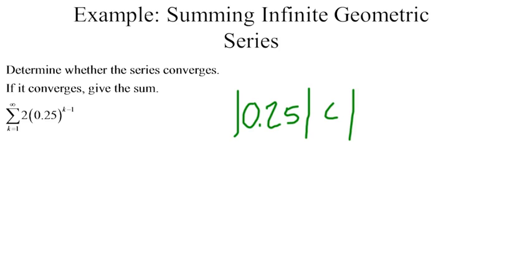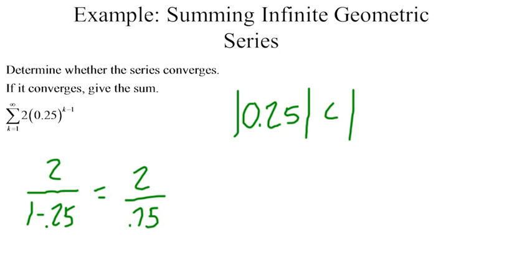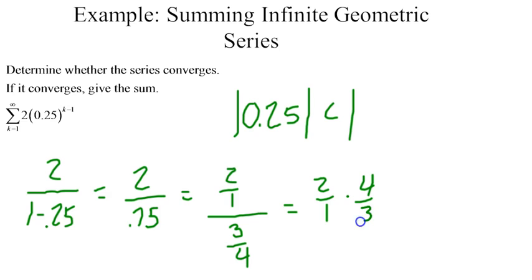The formula is going to take a, which is our first term, in this case the a value is 2, divided by 1 minus our common ratio, which is 0.25. So this is going to be equal to 2 divided by 0.75. Now we can use some algebra. This is the same as 2 over 1 divided by 0.75. We can rewrite that as 3/4. So we have a fraction divided by a fraction, multiplied by the reciprocal. So 2 over 1 multiplied by 4 over 3, which will simplify to 8/3. So the sum of this geometric series would converge to a value of 8/3.